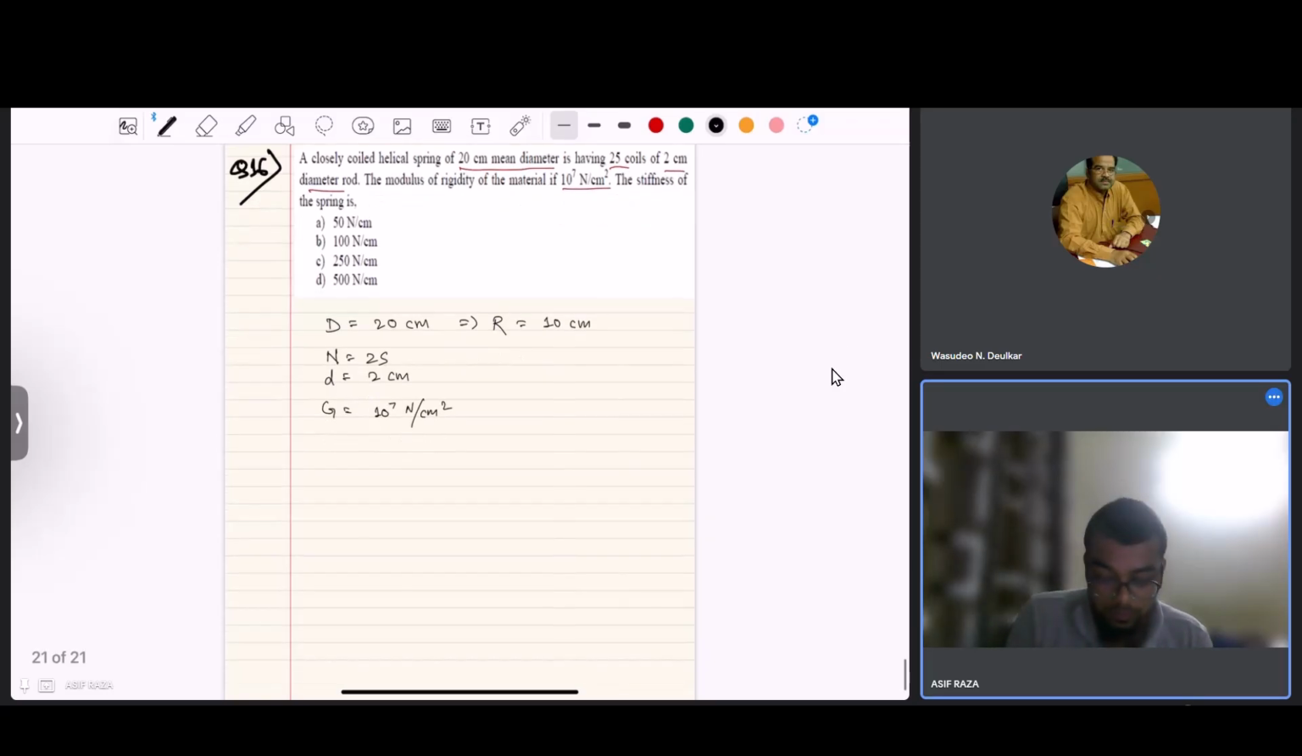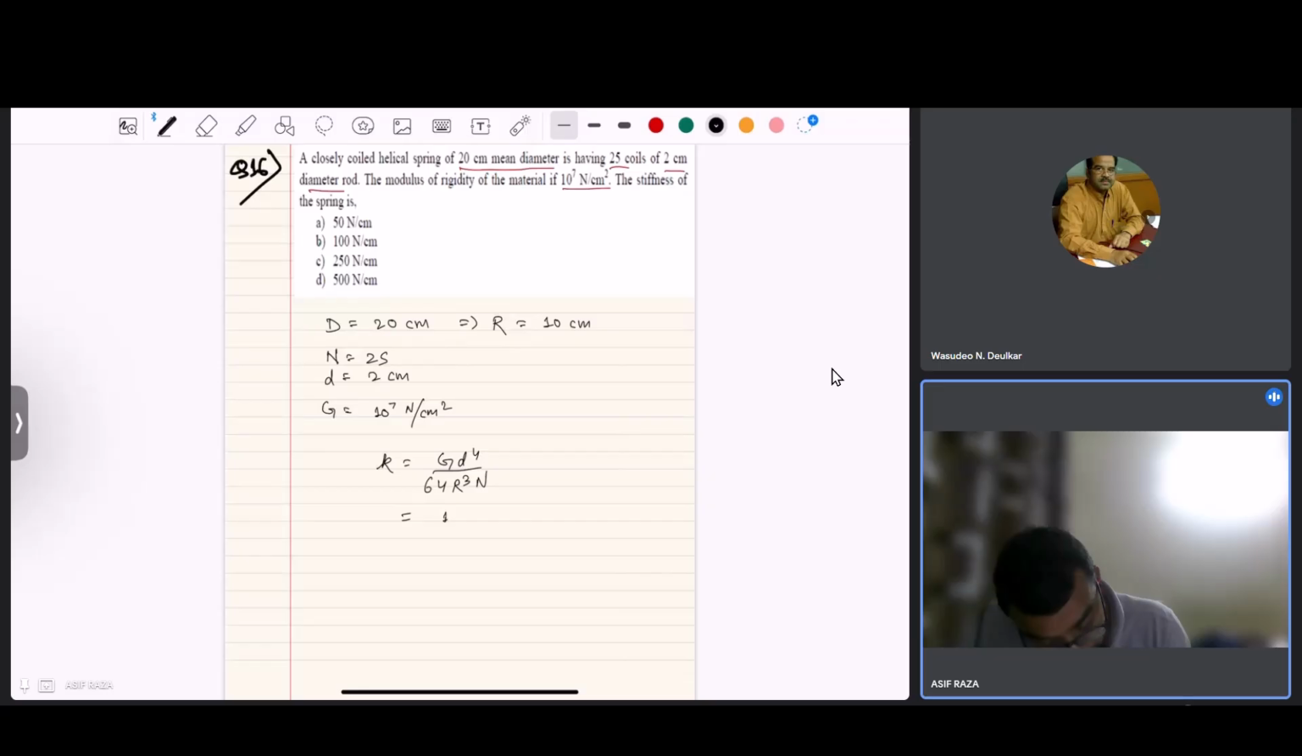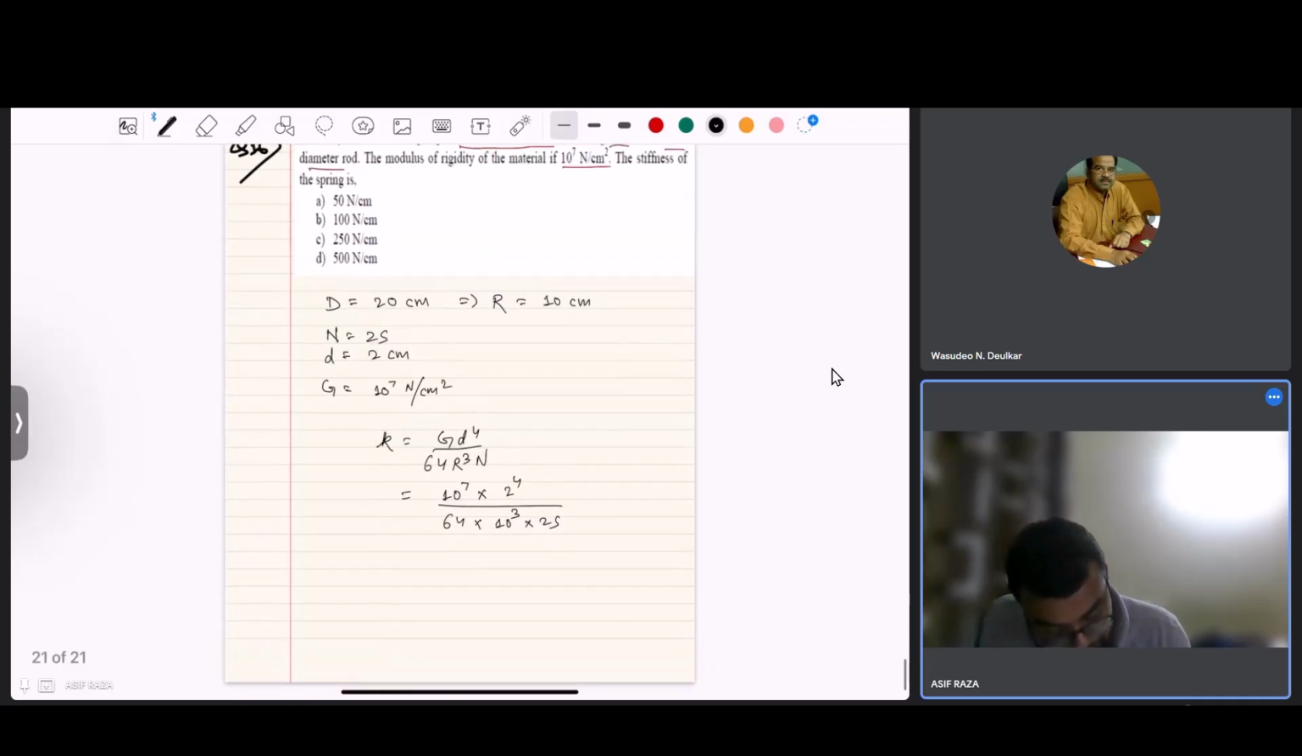The stiffness of the spring is, so we need to use this formula to calculate the stiffness of the spring, K = G d^4 / (64 R^3 N). I think everything is given, we just need to substitute the formula values. So this is 10 to the power 7, d is 2 to the power 4, 64 R cubed, R is 10, N is 25.